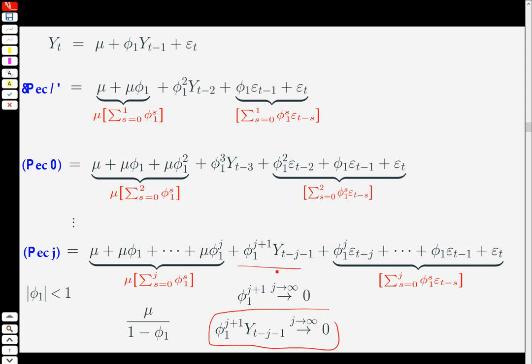Well, this is just a geometric progression. Remember, the sum from s equals naught to infinity, letting j go to infinity, of phi 1 to the power s. To write it out, it's 1 plus phi 1 plus phi 1 squared plus dot dot dot, which is just an infinite geometric progression in phi 1. And if the absolute value of phi 1 is less than 1, as we assume, then the limit is 1 over 1 minus phi 1, which is why we get this here to the left.